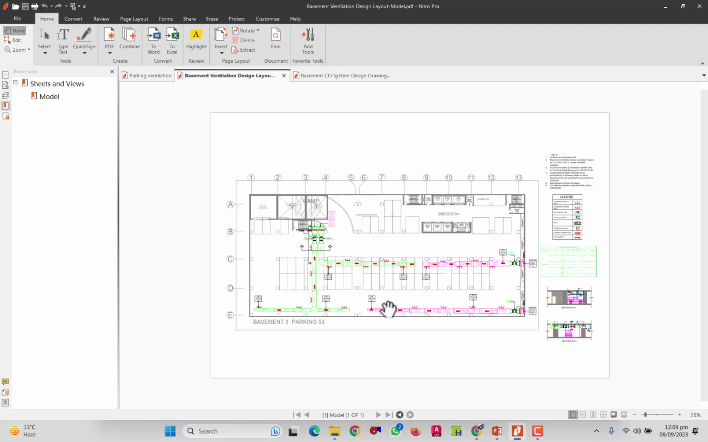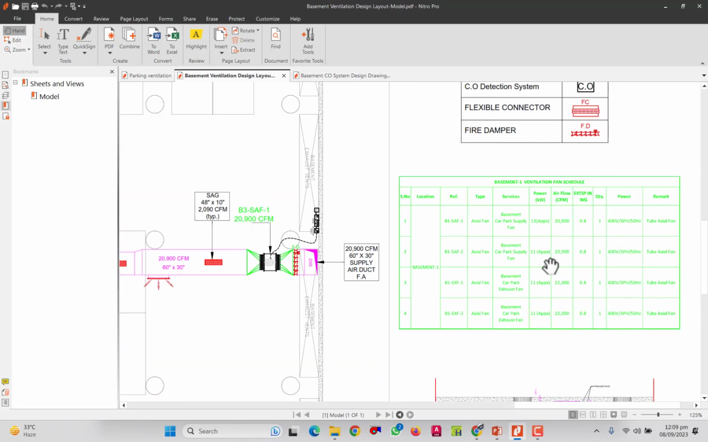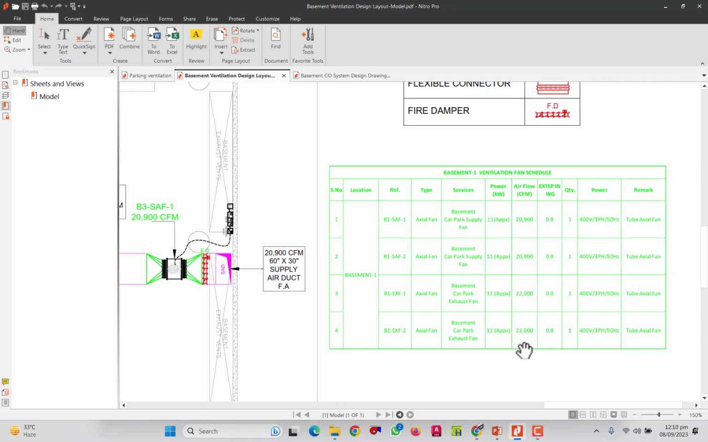So this is the basic concept of car parking ventilation. Here you can see we used 20,900 CFM for basement one, and for basement two that much. These are the supply fans, and these are the exhaust air fans. Exhaust is a little bit higher to create a negative pressure inside the basement. You can do it by supplying fresh air 5% less than the exhaust, so it will be better.